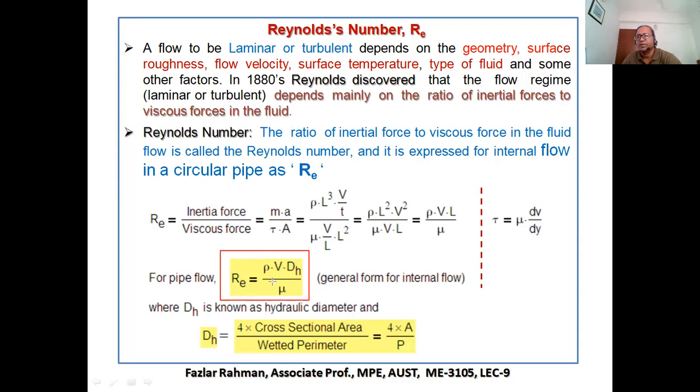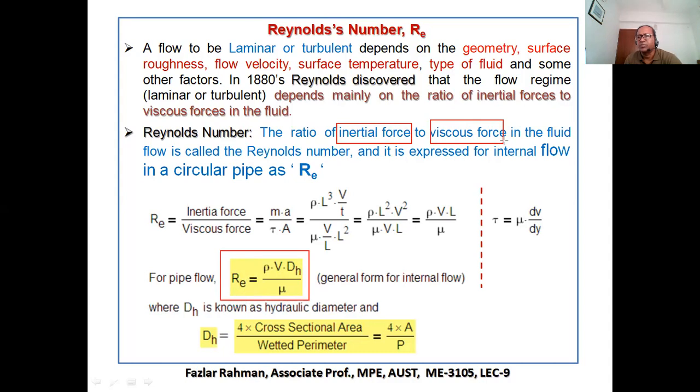Actually, how is this formula coming? The Reynolds number is a ratio of the inertial force to the viscous force of the fluid. That is called the Reynolds number.